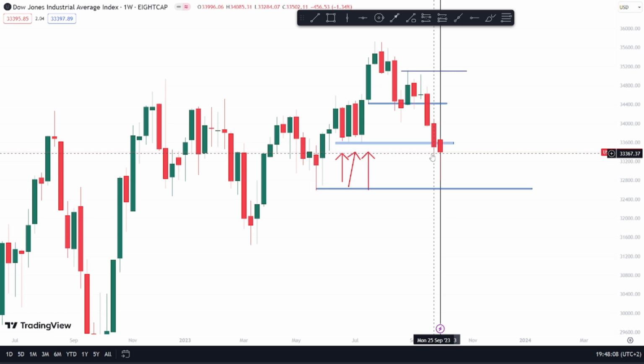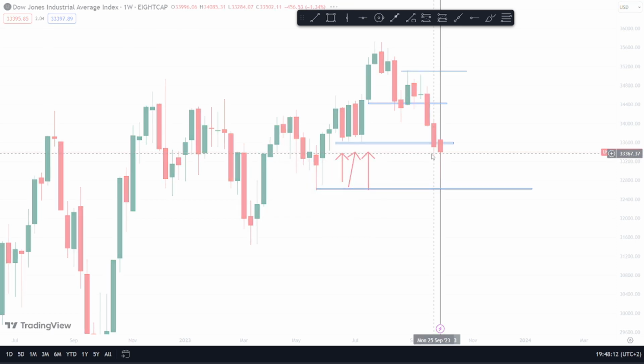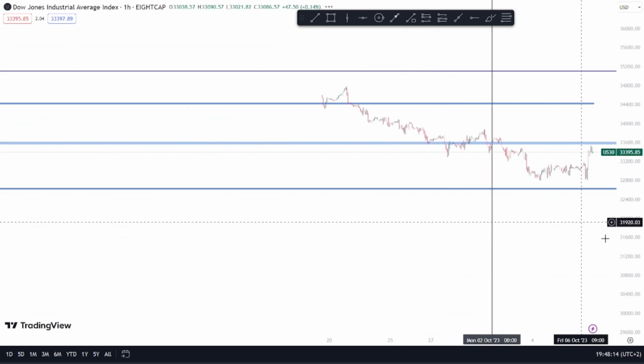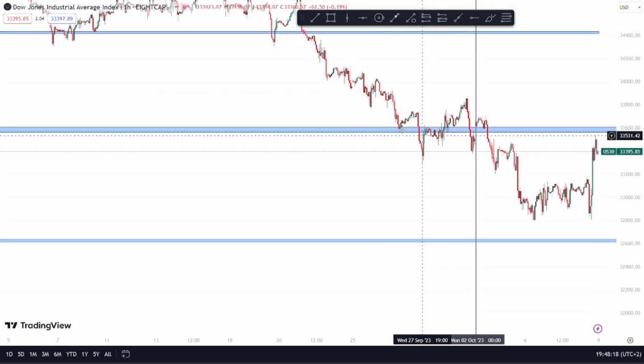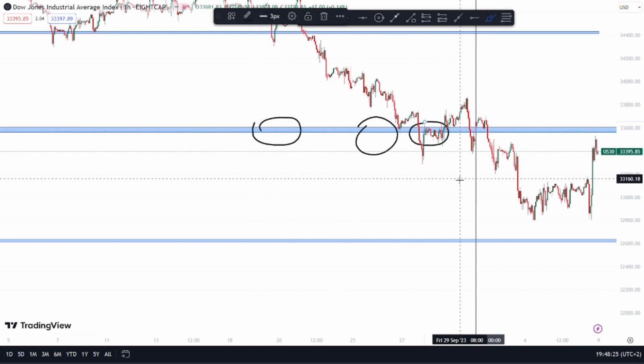The very next thing that you want to do is hop onto smaller time frames. I would then go to a 1 hour chart to see what the market did right there. So we can clearly see that we had this key level that price broke.